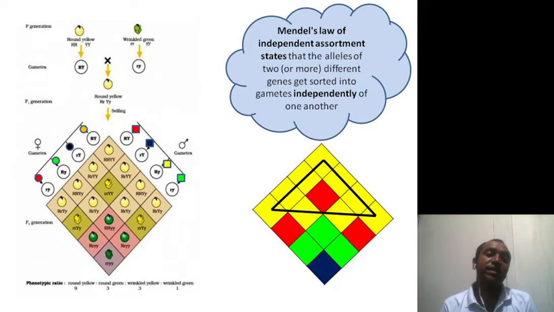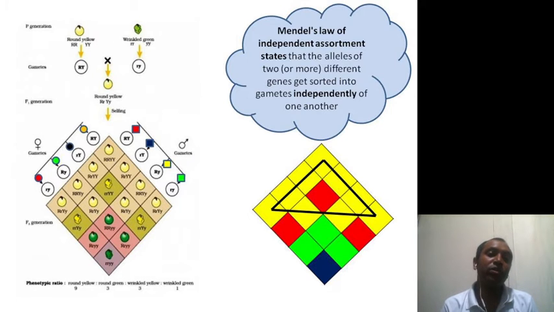Now here please see that some dots are there of different colors and squares are of different colors. This is just to make things easier for you to understand. Now if you see the types of gametes, if you see yellow round, that is capital R, small r, capital Y, small y. This is the genotype of it.